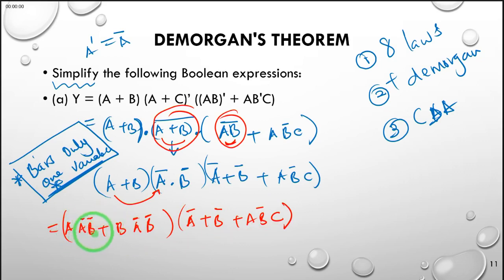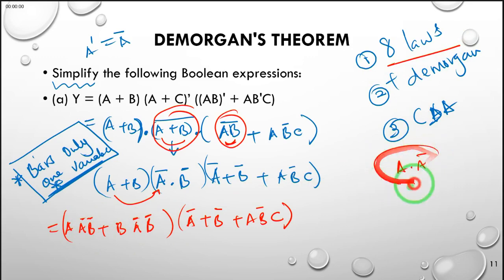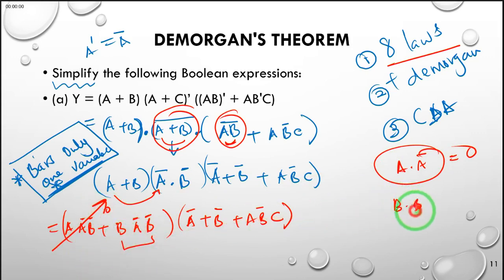What we know is that from our 8 laws of algebra, whenever we have A dot A bar, this is always equal to 0, and for that reason this term goes to 0. Similarly, we have B dot B bar, again this is always equal to 0, so again this term becomes 0. I just noticed a correction here that we need to do. Here was A or B, but this was a C.